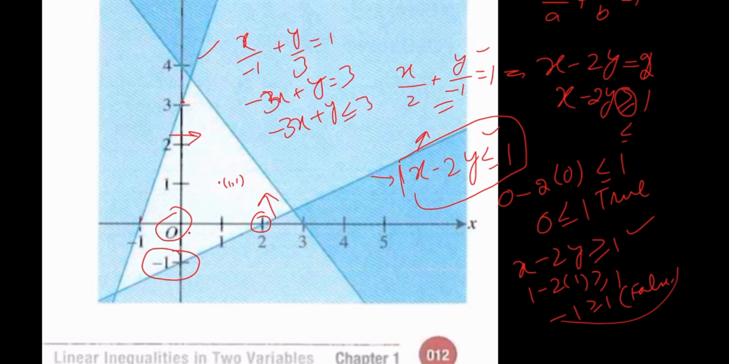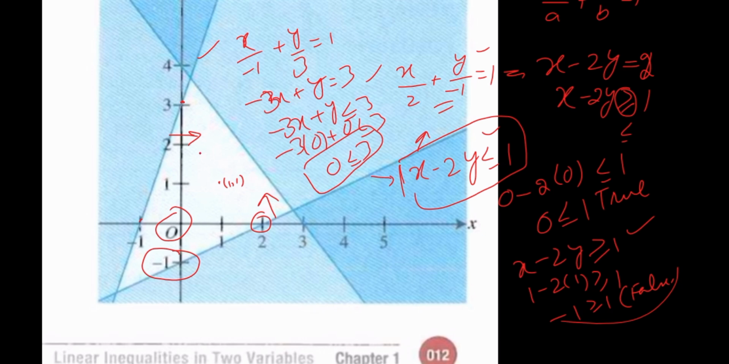You can take again a point from this unshaded region and put it in this inequality and check whether that point satisfies this inequality or not. Suppose again we choose the origin and substitute this point in this inequality. This will become 0 less than or equal to 3. This shows 0 satisfies this inequality.